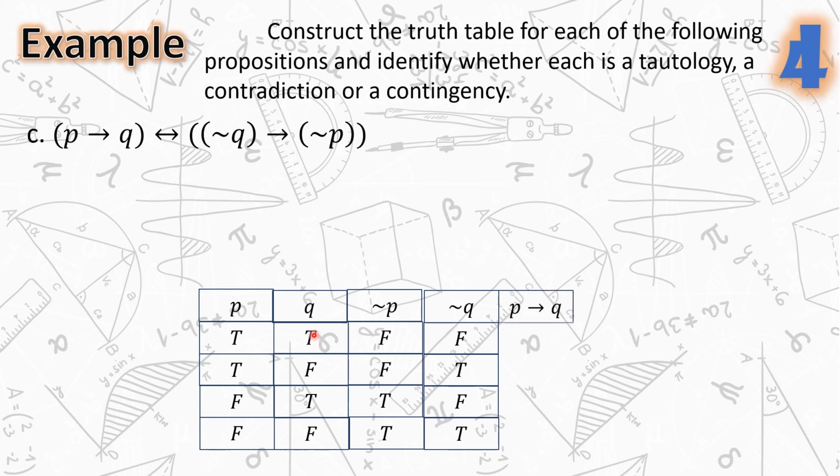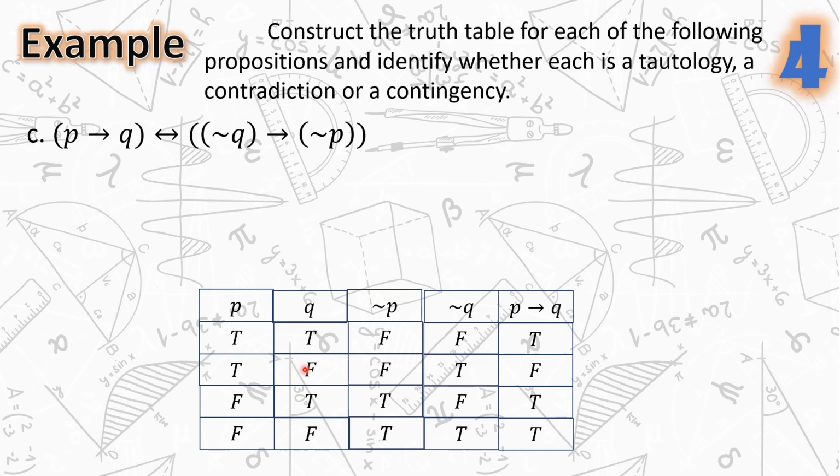Next column, let us have the implication P implies Q. So focus our attention on column P and column Q. P is the hypothesis, Q is the conclusion. Therefore, the implication is false, where P is true and Q is false. That is in the second row.